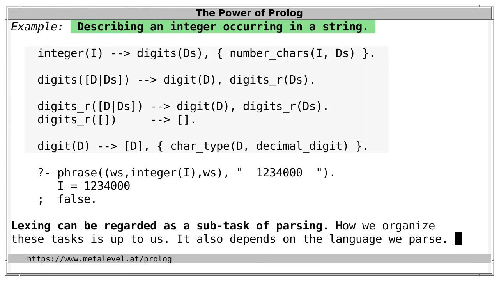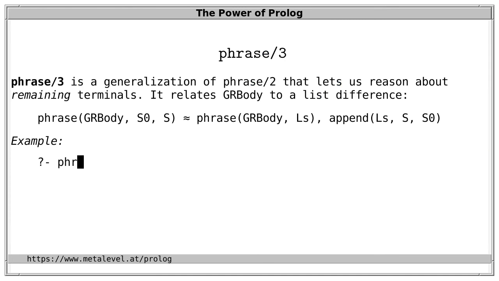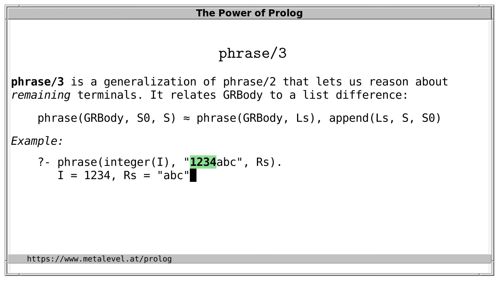Let's take a DCG, say our definition of integer and related non-terminals, okay? Then, when we use it for parsing with phrase with 2 arguments and ask, is a given list an integer, such as a list that starts with 1, 2, 3, 4, followed by ABC, then no, that's not an integer, because ABC aren't digits. And we said that an integer consists of digits. But if you use phrase with 3 arguments and ask, does this list start with an integer, followed by a remainder, rs? Then yes, 1, 2, 3, 4 can be parsed as an integer, and the remainder is ABC.